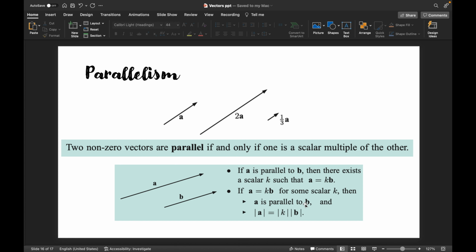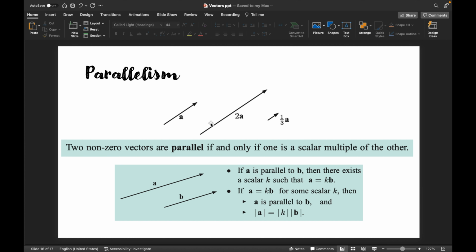So you have learned that 4 and 2 are multiples of each other, meaning 2 into 2 is 4. Or also we have 6 and 18. If you multiply 3 into 6, we get 18. And therefore, parallel vectors in the chapter of vectors means that they are scalar products of each other, if that makes sense.